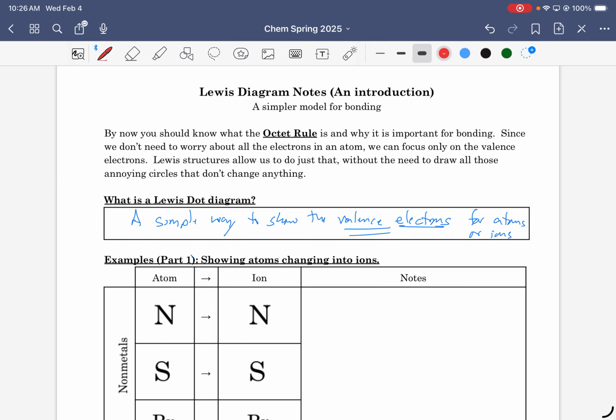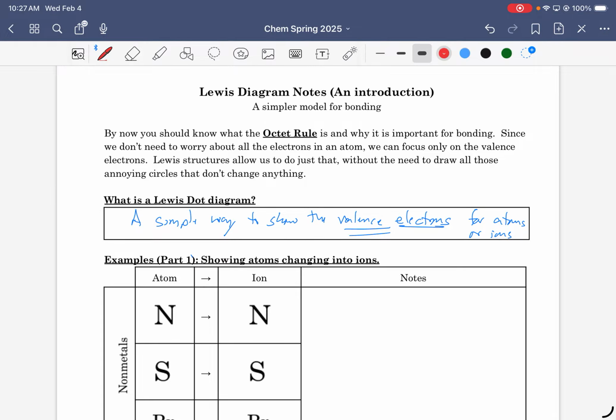Lewis dot diagrams are basically just showing valence electrons. It's a way to simplify our model so we don't have to draw all the rings in every atom or ion. You should also know the octet rule and why it's for bonding. You should have a periodic table out for this, and you should know how to use a periodic table to find valence electrons for an atom.